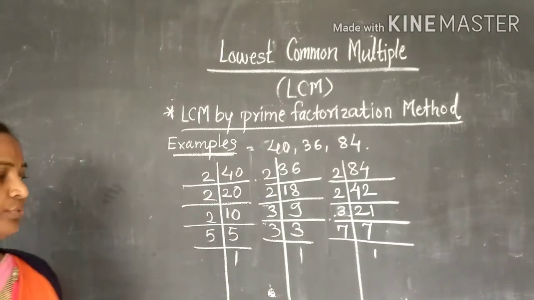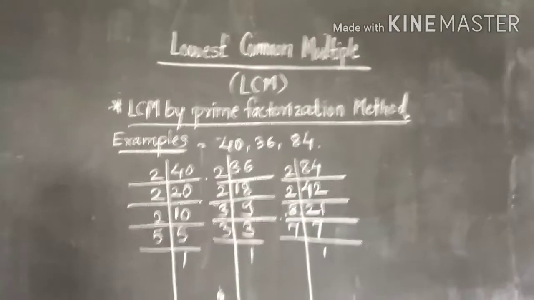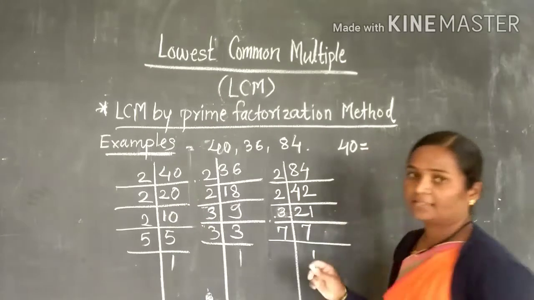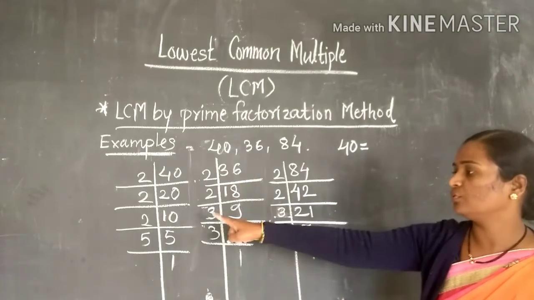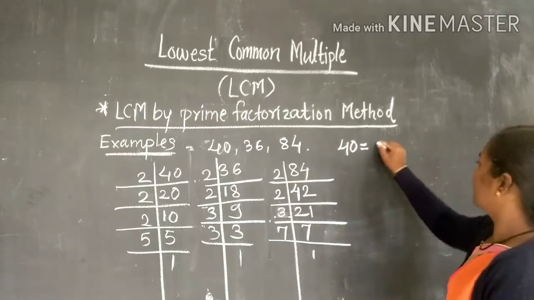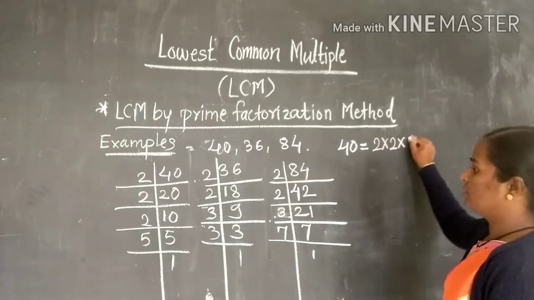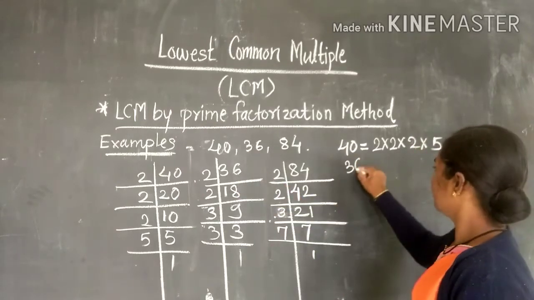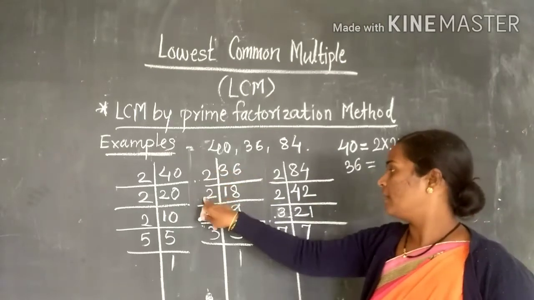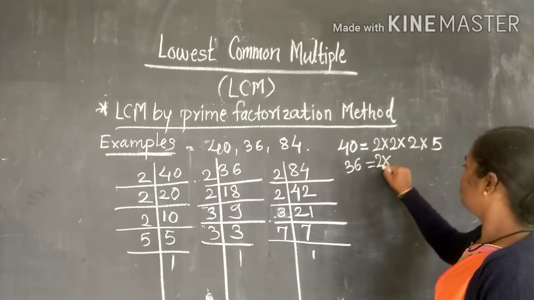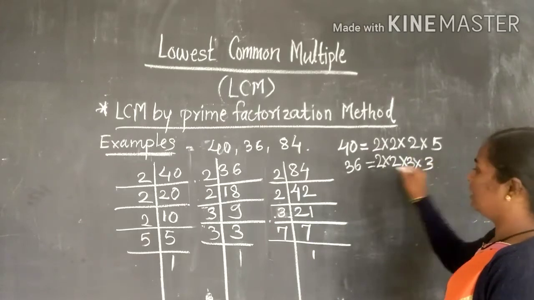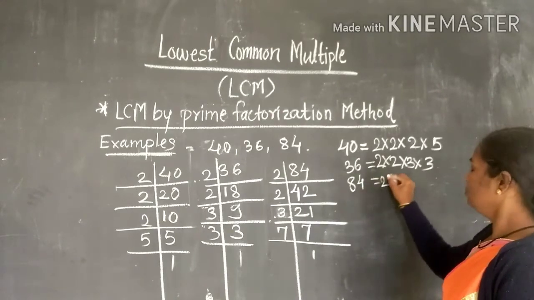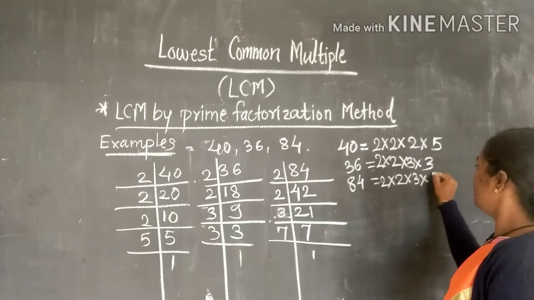Now what do you have to do? See here, I am writing those numbers. For 40, the factors we have to write are 2 into 2 into 2 into 5. Then you have to take the number 36 and write down its factors: 2 into 2 into 3 into 3. Then again for 84, the factors are 2 into 2 into 3 into 7.